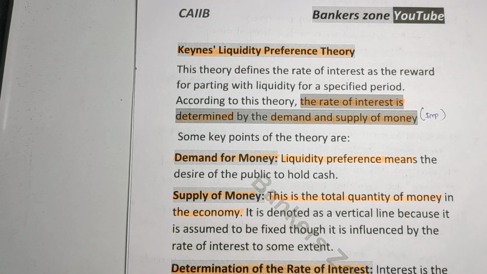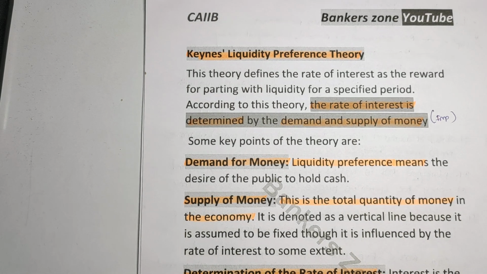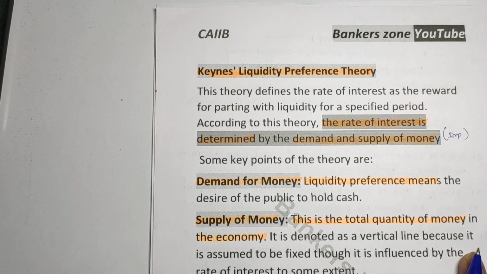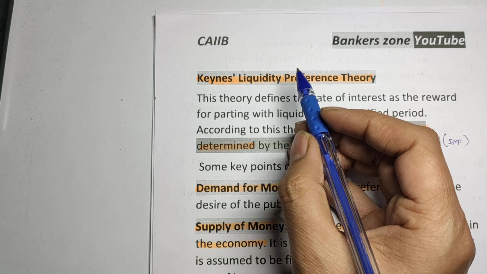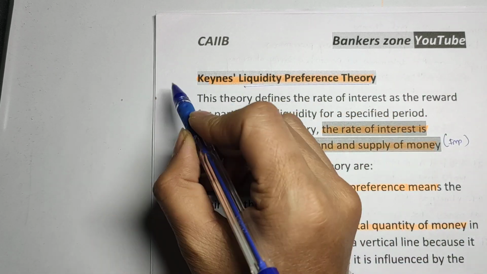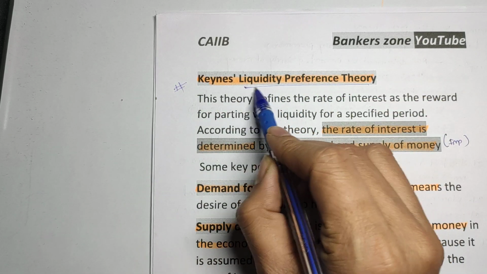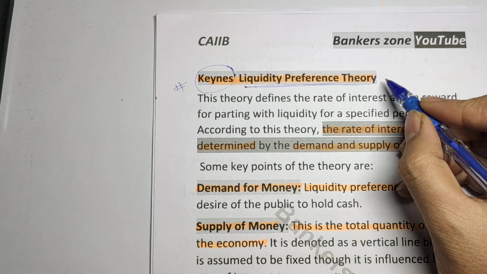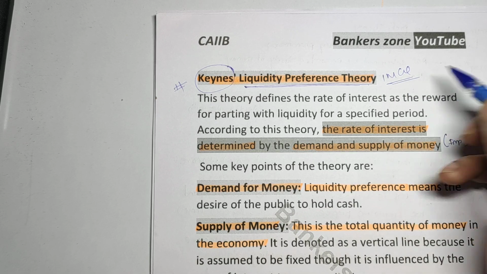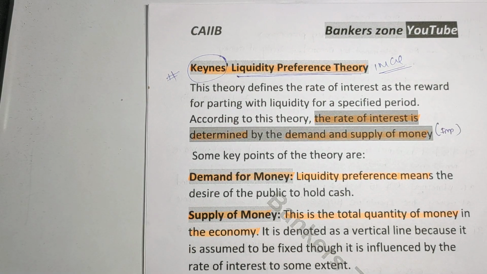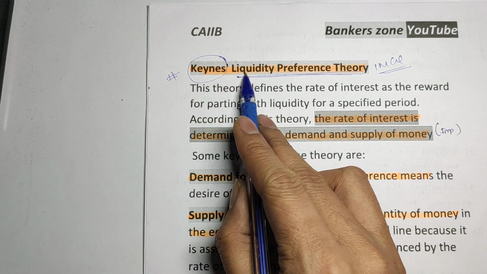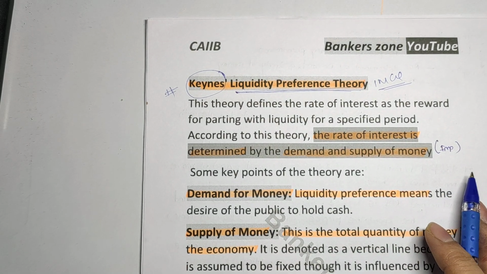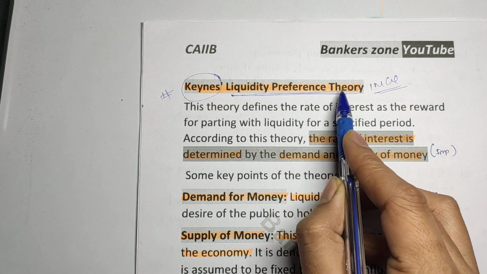Very first, see Keynes liquidity preference theory. Remember, liquidity preference theory, very first important MCQ: liquidity preference theory is given by, answer is Keynes. Okay, one-liner MCQ is here. Next, according to Keynes, remember here, what do you mean by liquidity preference? The name itself is self-explanatory.